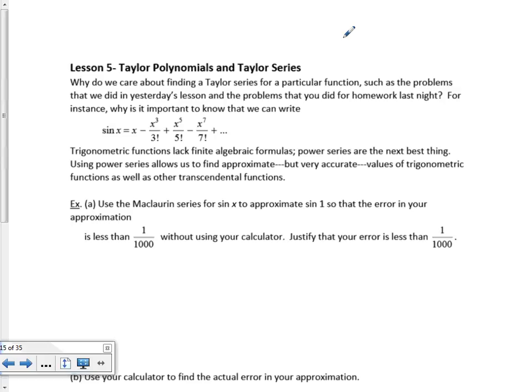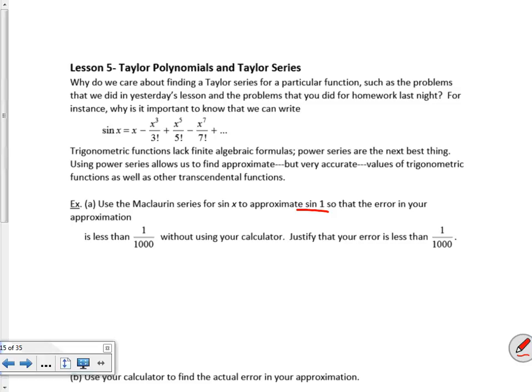So it's important that we have those power series because when we want to approximate something like sine of 1, for instance, in this first example, we don't have algebraic formulas that represent sine very accurately. So it's important that we have these polynomials in order to be able to approximate without using our calculator.